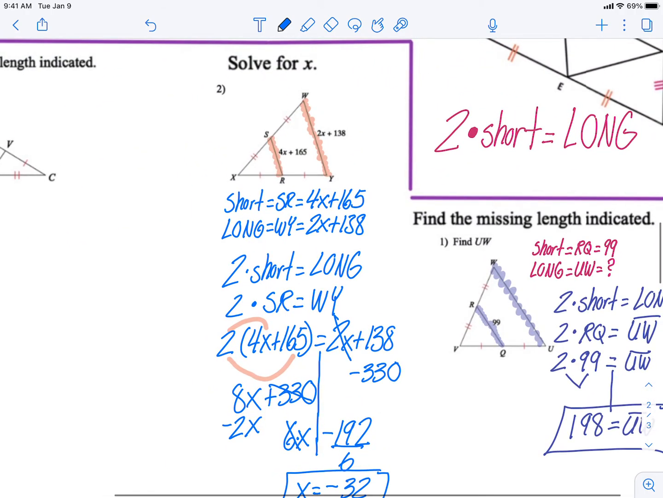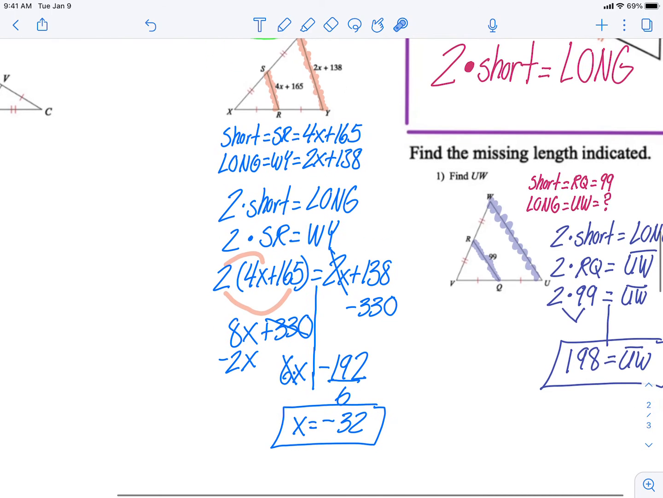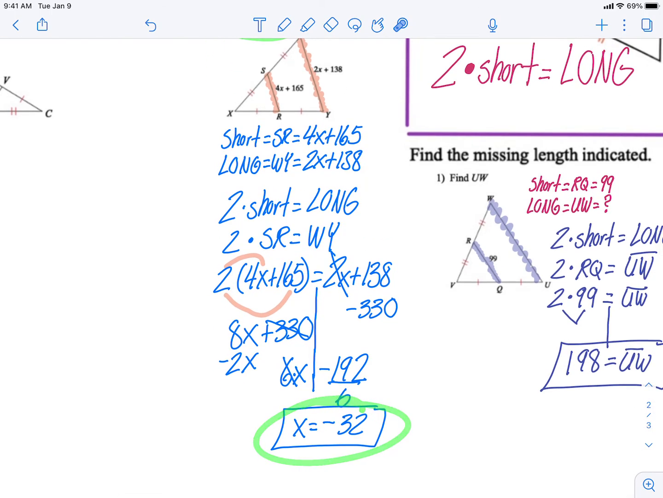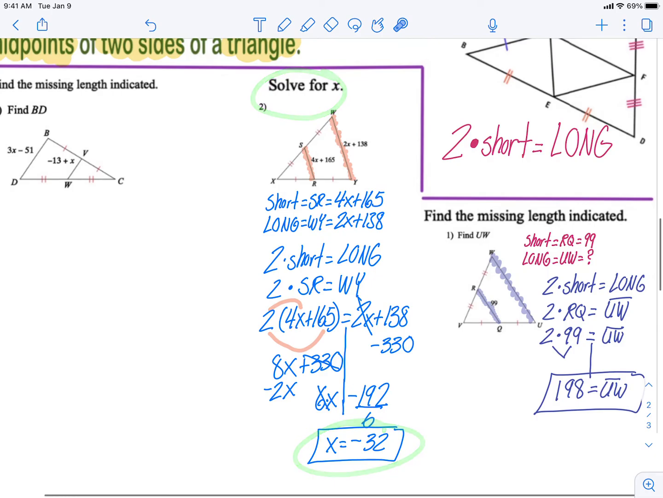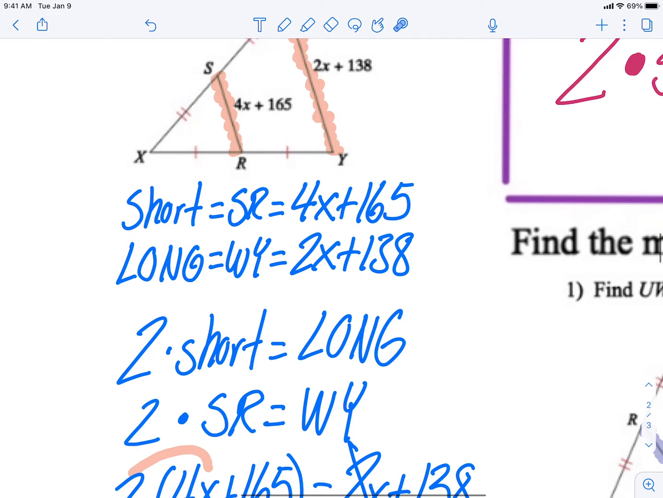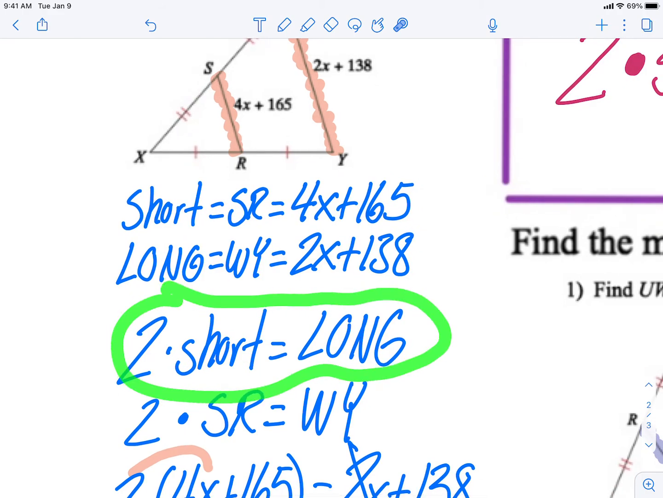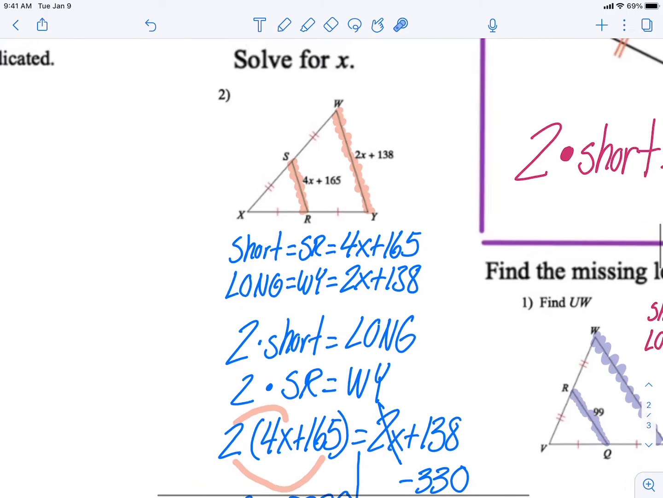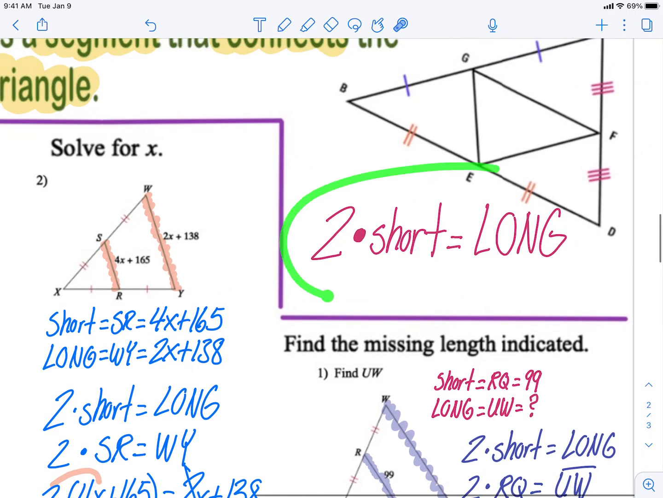Solve for x. Kiddos, I have solved for x. Perfect, right? But the key was identifying the short and the long. This is the short, this is the long. SRWY: 2 times the short is equal to the long. That's the key, which is right here. 2 times the short is equal to the long.